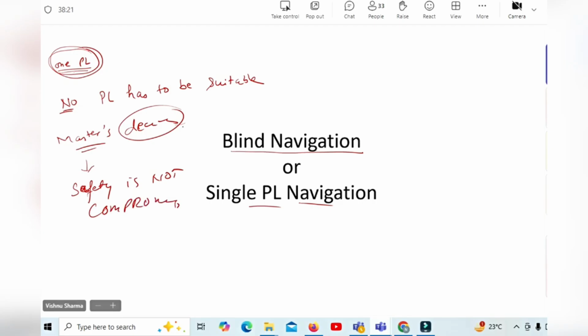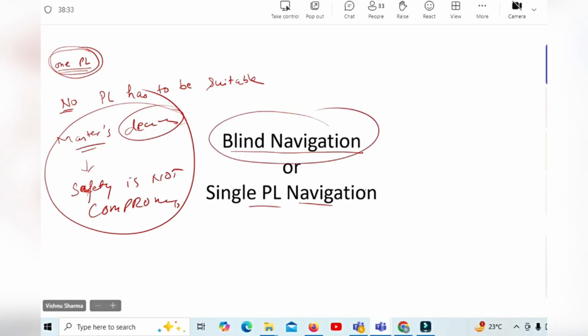Okay, this is the reality. But since in the exam somebody will be testing you academically, then the PL will be suitable, and if such a thing comes, then you'll call it blind navigation or single PL navigation and deploy the method that we shall learn now. Any questions about the introduction to the method, guys? Any questions you would like to ask about the introduction to the method? Okay, sir.